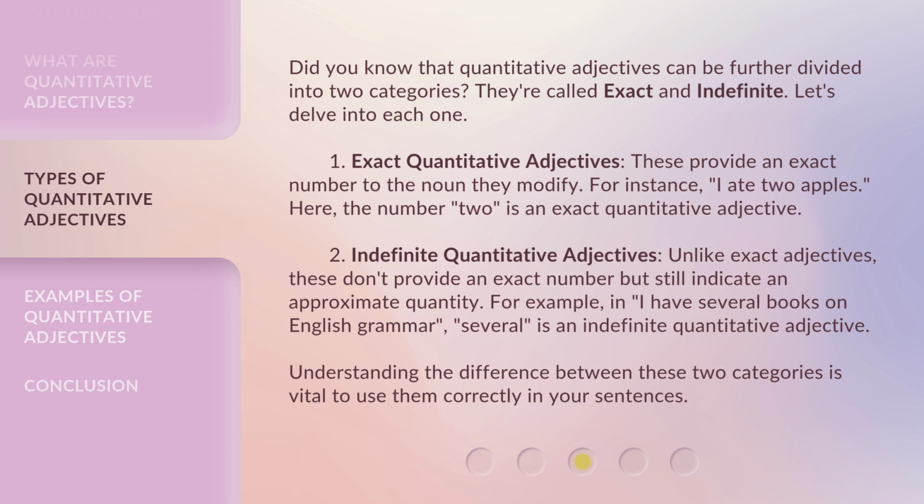2. Indefinite quantitative adjectives. Unlike exact adjectives, these don't provide an exact number but still indicate an approximate quantity. For example, in "I have several books on English grammar," several is an indefinite quantitative adjective. Understanding the difference between these 2 categories is vital to use them correctly in your sentences.